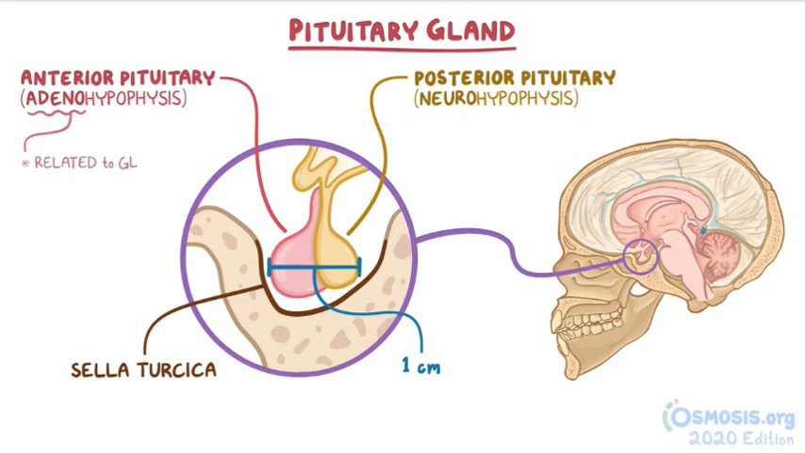Adeno means related to glands, and the adenohypophysis consists primarily of glandular epithelial tissue. In comparison, the neurohypophysis consists mainly of neural secretory tissue, since the neurohypophysis arises from a bud of nervous tissue that grows down from the hypothalamus.